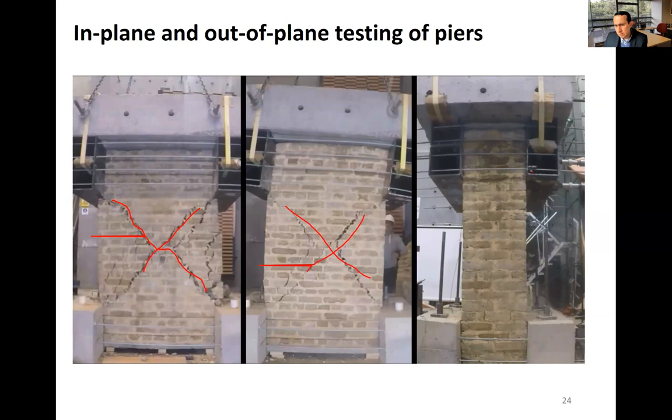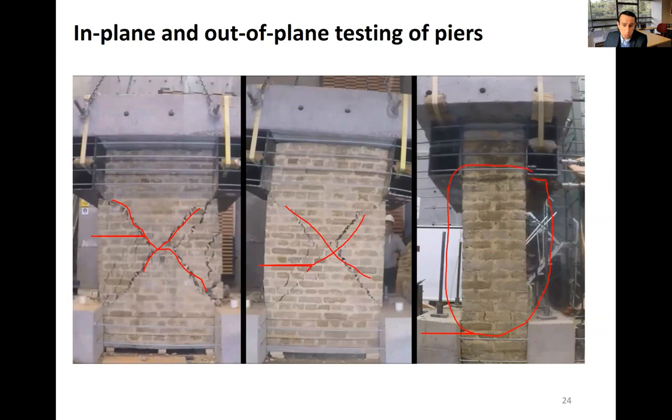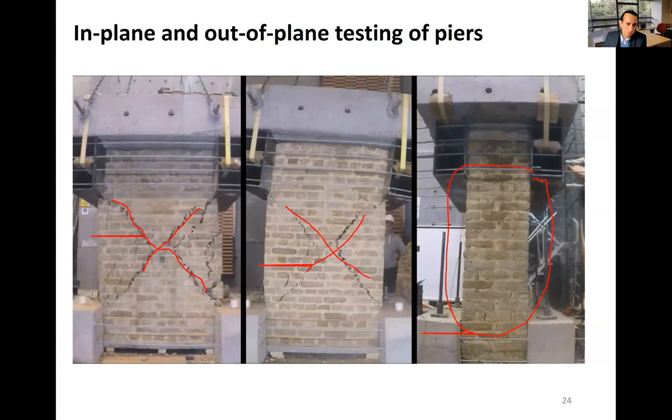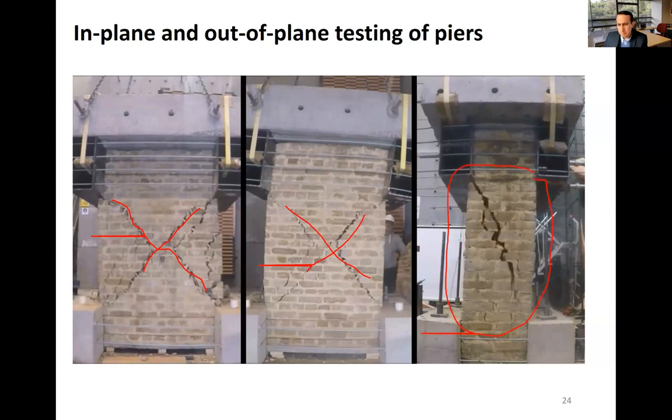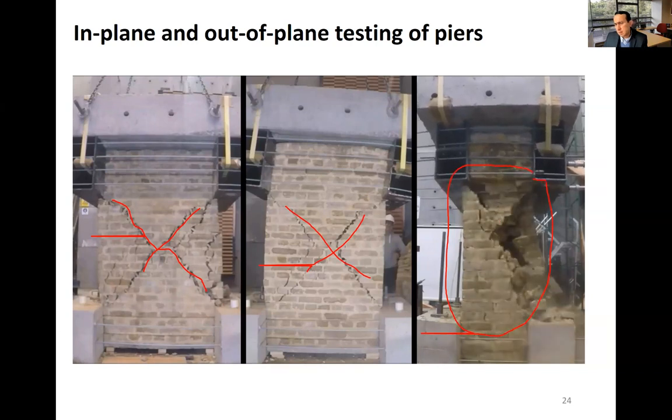However, when we tested out of plane, we didn't see any damage, and we were very surprised because we were thinking that it would start damaging at the same time as these other two specimens. But then suddenly the specimen collapses. What we observed was that inside the wall we didn't see the damage, but all the material inside was highly damaged. So eventually it lost the vertical capacity.